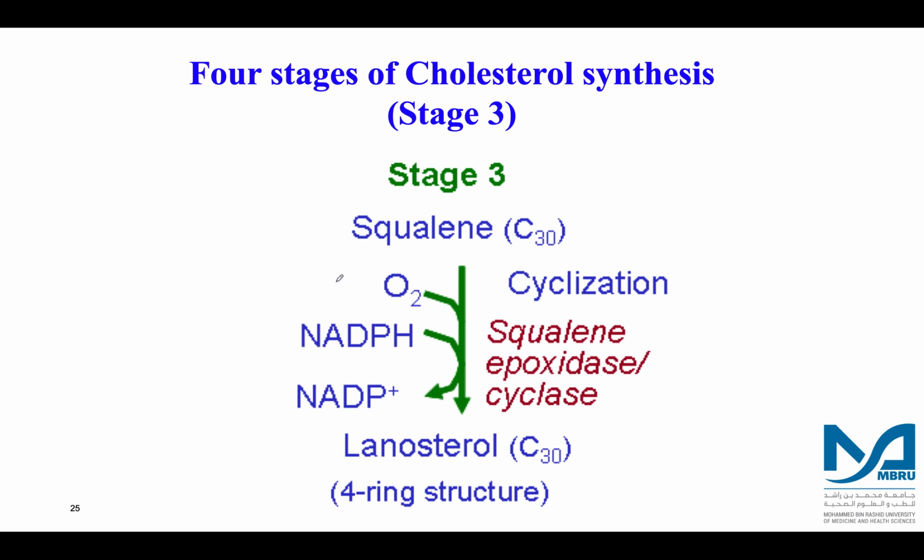Again, there are several steps involved in this process, and I urge you not to go through the steps. Just remember that this particular reaction also requires NADPH, and any NADPH that is used in this particular process of cholesterol biosynthesis is derived from the pentose phosphate pathway.